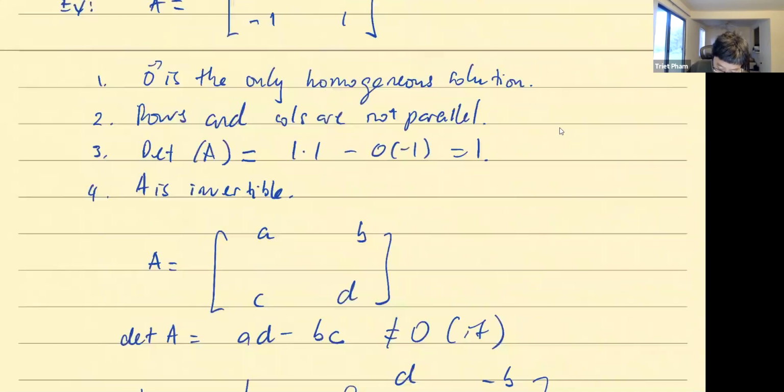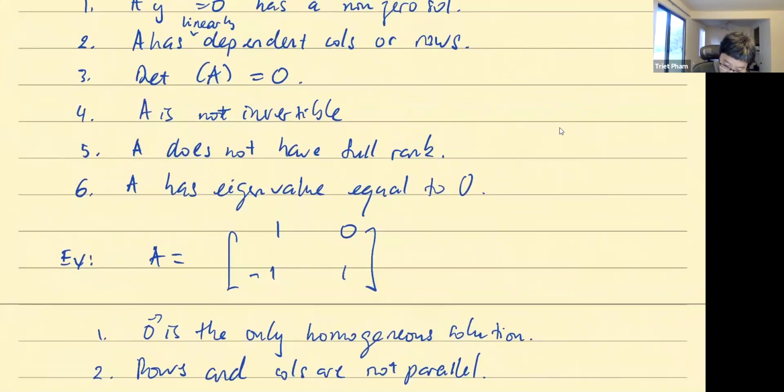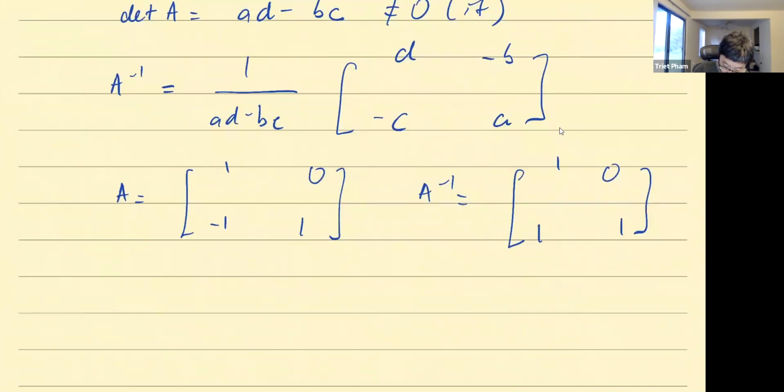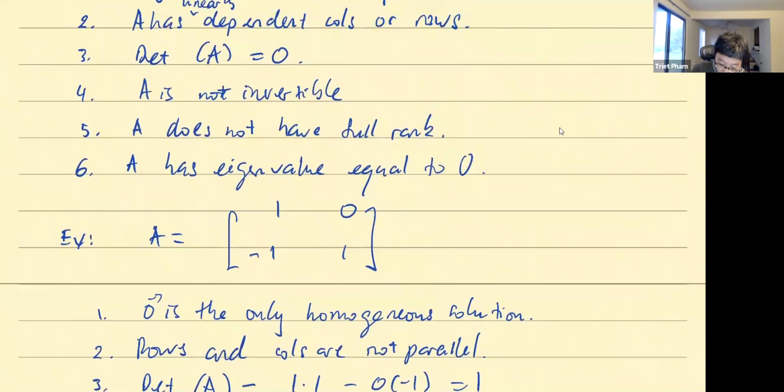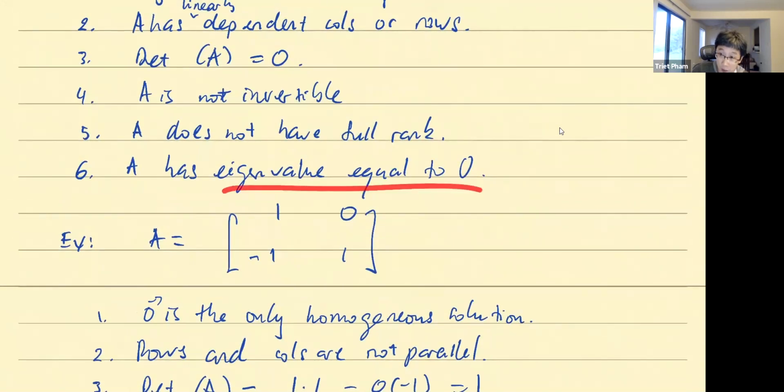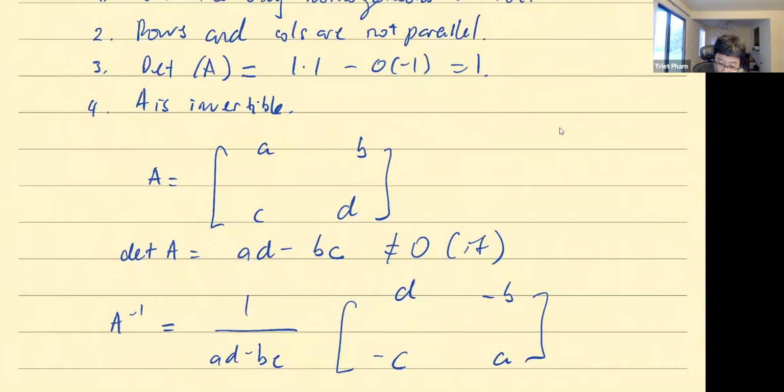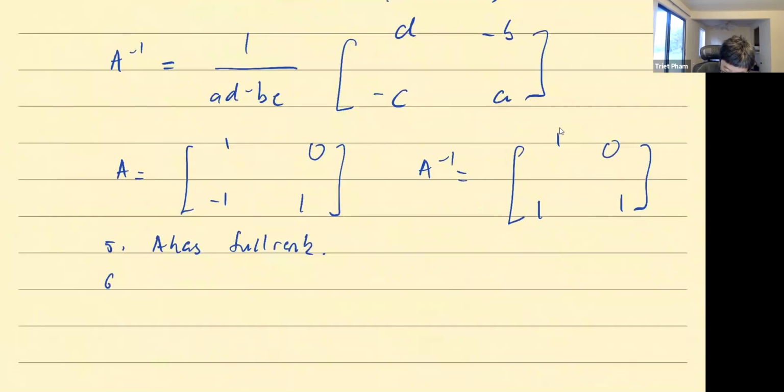So A is invertible. A has full rank because the rank here is 2, right? This is almost reduced. What are the eigenvalues here? We'll review the eigenvalues really quickly later on too, because we'll talk about it. Well, trust me on this for now. The eigenvalues are 1 and 1.